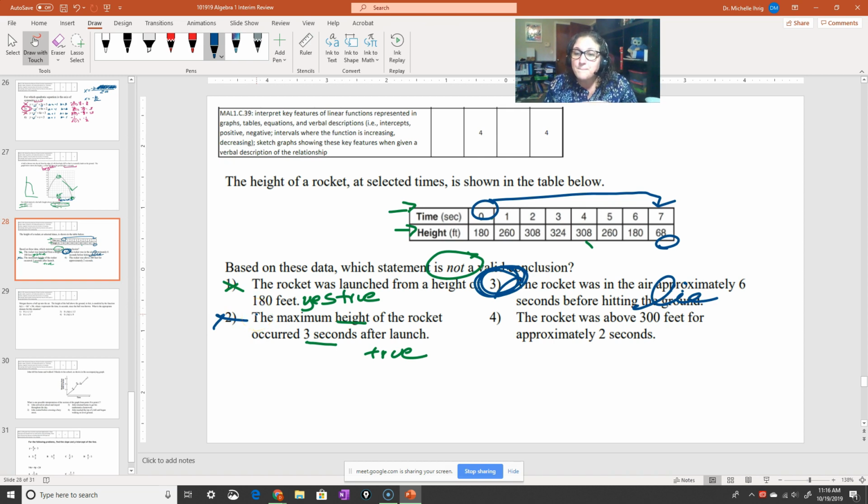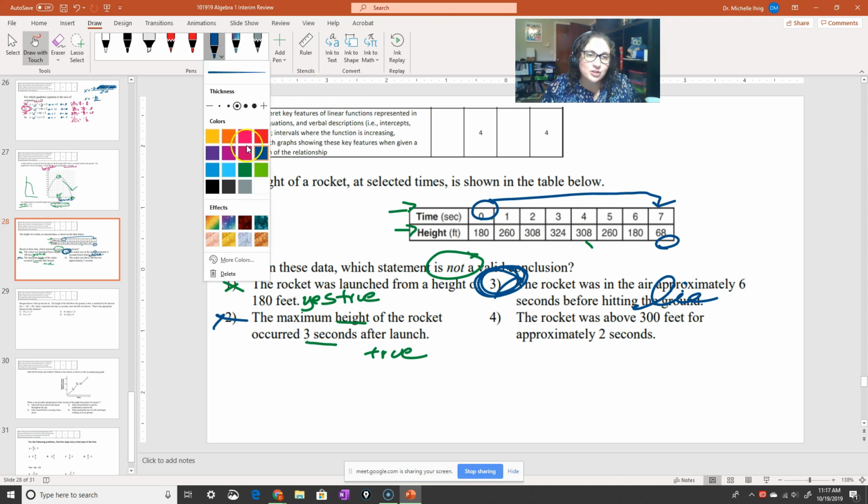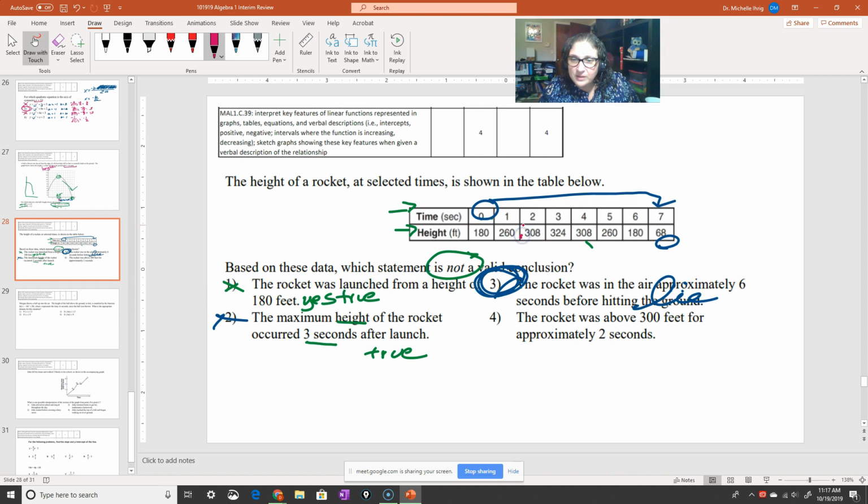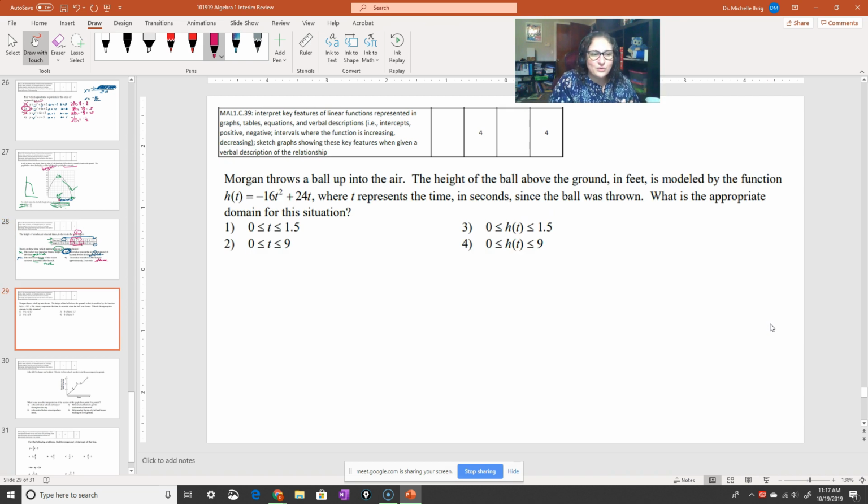The rocket was above 300 feet for approximately 2 seconds. Well, even though we know the answer is choice 3, let's just prove that one. Well, here it was above 300 feet. Here it was above 300 feet. And how many seconds is that? 2 to 3 is 1 second. 3 to 4 is 2 seconds. So 2 seconds. So this is true. So sometimes it's just analyzing a graph or a table to get you the answer that you need.